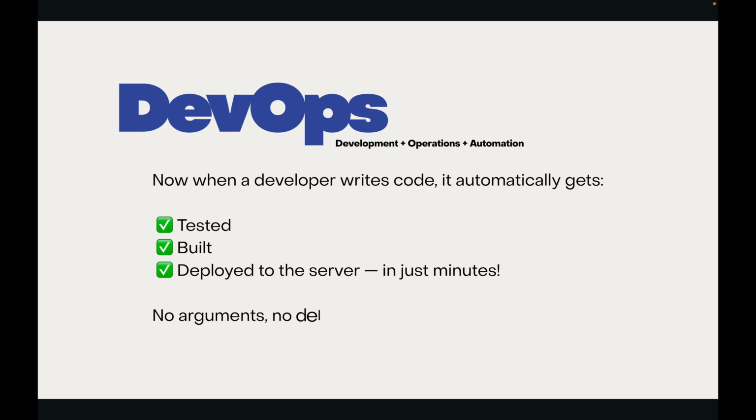As a result, we can say with DevOps, the code is tested and deployed automatically. The features or changes done by the developer go live in minutes. Therefore, no arguments, no delay, no manual mistakes. So this is the power of DevOps, and this is the reason we need DevOps solutions in every software development.